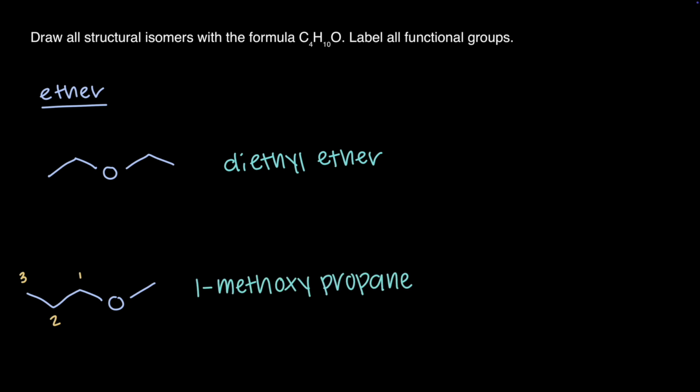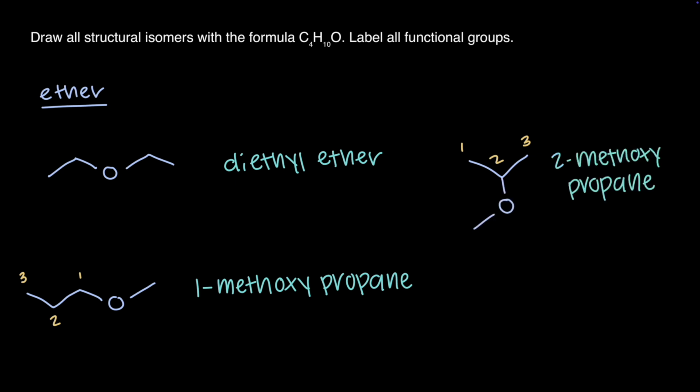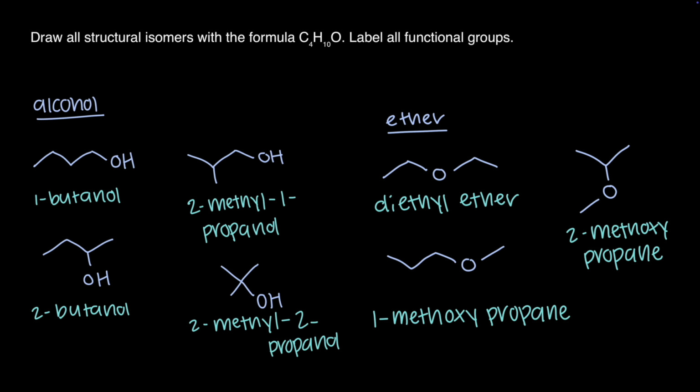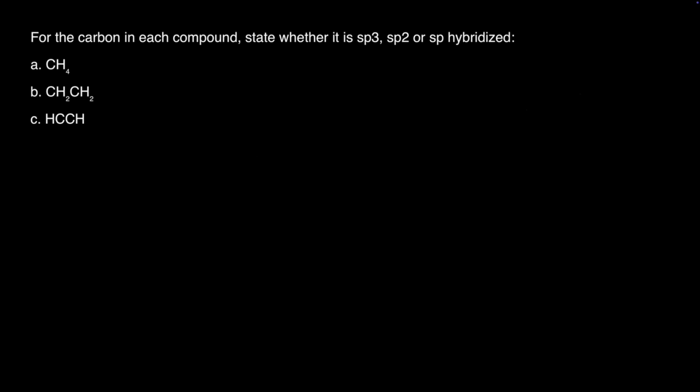Next, I can change the attachment of the OCH3 group to make it 2-methoxypropane. These will be all the constitutional isomers for C4H10O. For the carbon in each compound, state whether it is sp3, sp2, or sp hybridized.